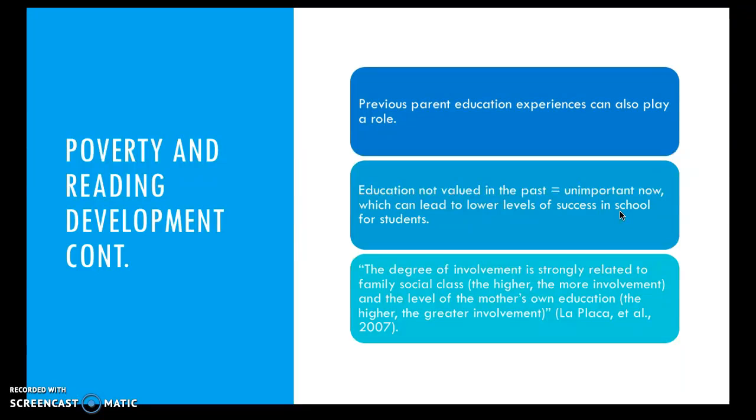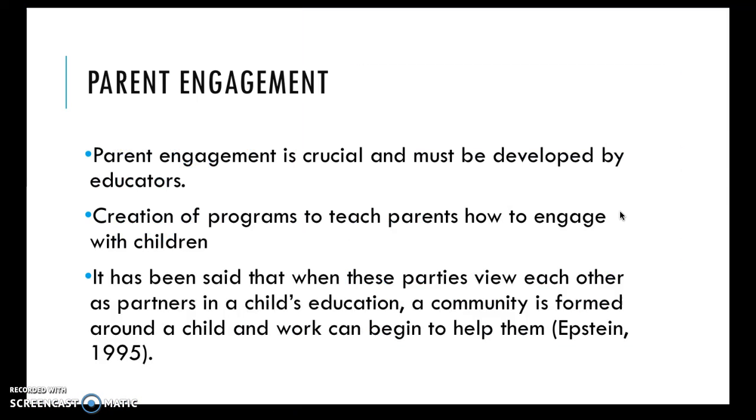So the degree of involvement is strongly related to family social class, so that ties into the poverty and the level of the mother's own education. So especially if those two things are on the lower end, not a lot of education and very low income, then that student is going to be set up for more challenges as they try to develop in reading in school. So then parent engagement and how to try and get parents to engage. It must be developed by educators if parents are not genuinely engaged on their own terms.